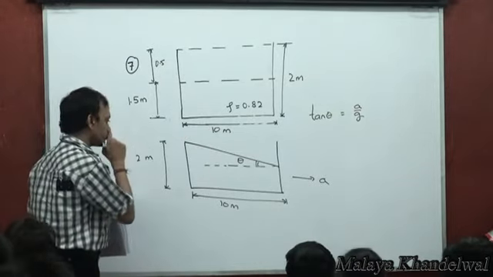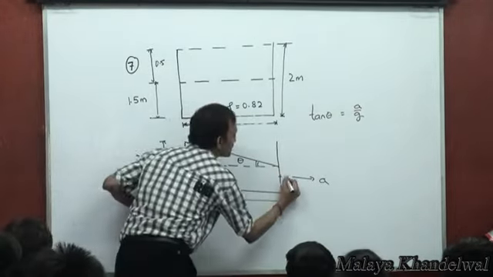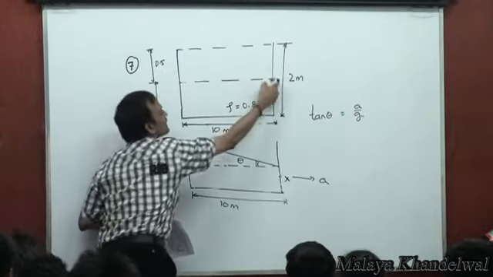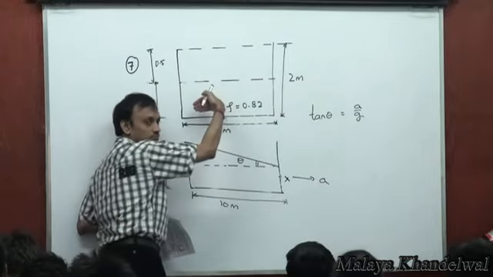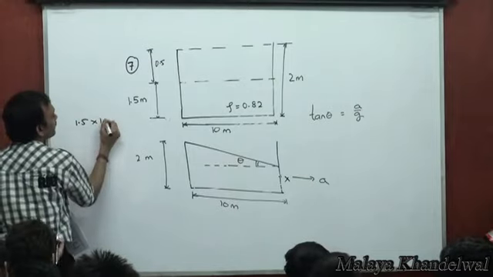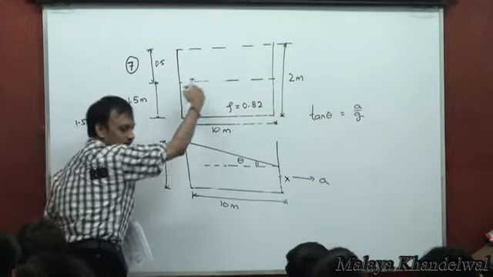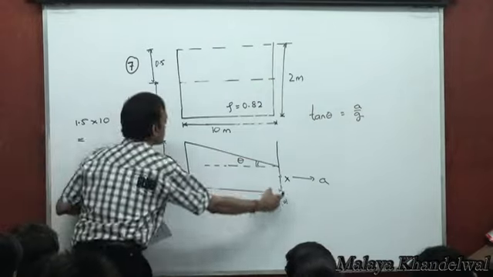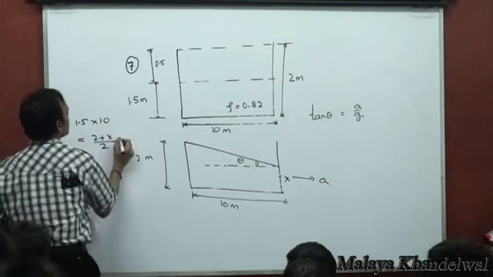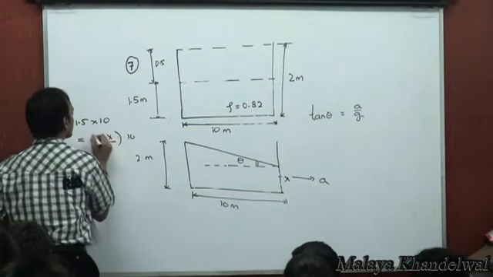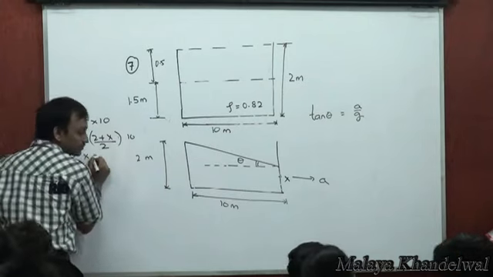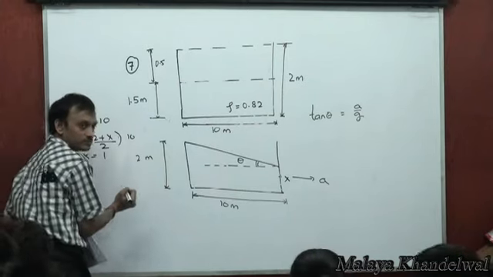Now, realize that if this length is x, then the area of this must be the same as area of this, because the same volume, depth is the same, right? So area of this rectangle is like 1.5 into 10. That's the area of this. That must be the area of this trapezium. That is 2 plus x average of parallel sides into distance between them. So that makes it 3x is 1 meter. X is 1 meter, right?